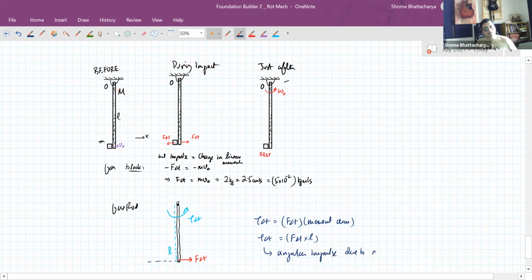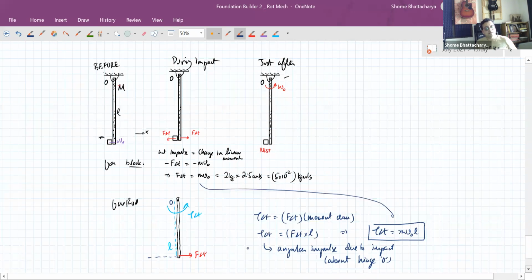This is the angular impulse due to impact about the hinge. The hinge is at this point. Okay, so that is becoming equal to how much? From here you transfer the value of linear impulse. So it is mv0 into L.